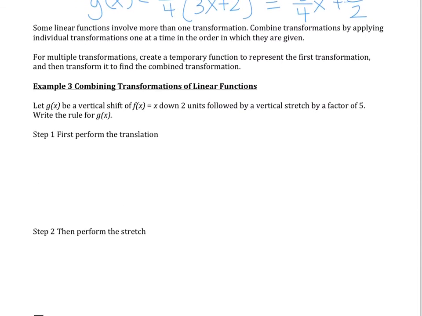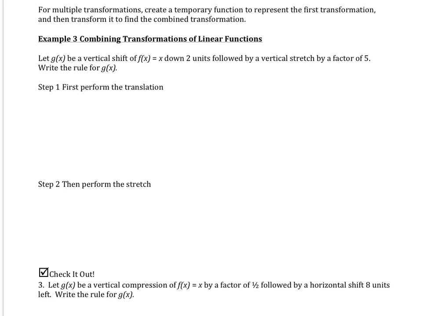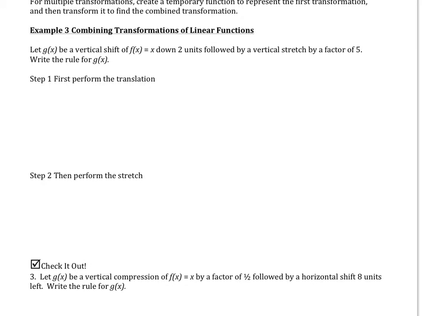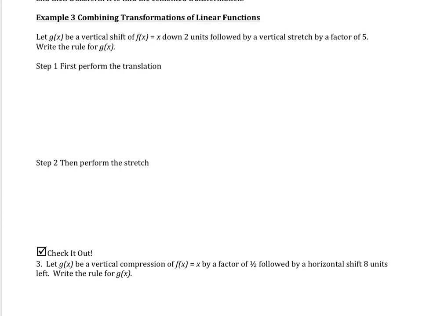Sometimes we have a combination of transformations occurring. So I kind of wrote down the steps here for you for this example. We're saying let it be a vertical shift of this function f of x equals x down 2 units, and then do a vertical stretch by a factor of 5. We're going to write the rule. So the first thing you should do is perform the up, down, left, right, which is the translation. Okay? So, and it says down 2 units.